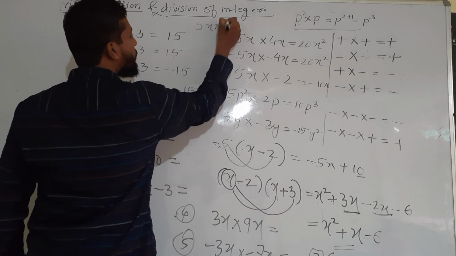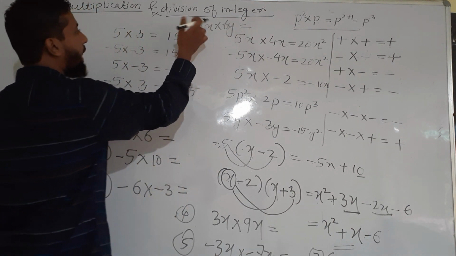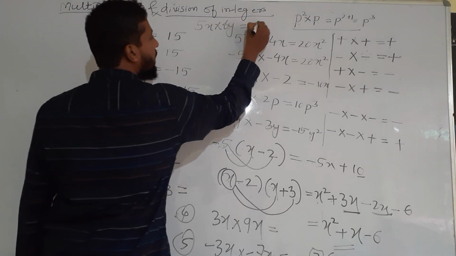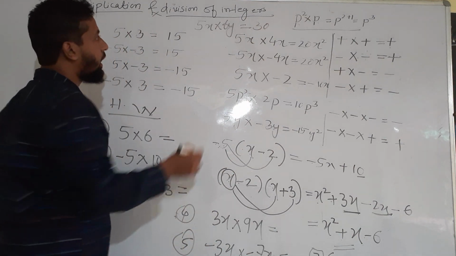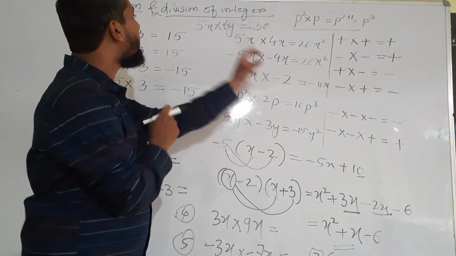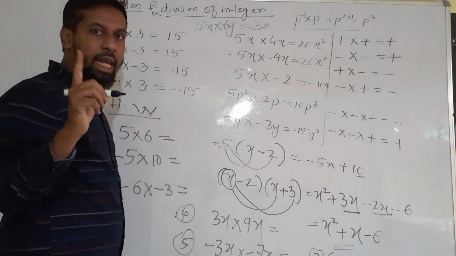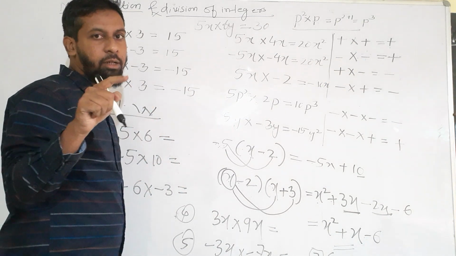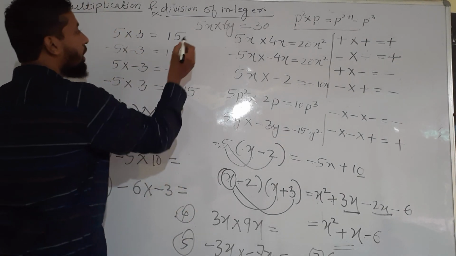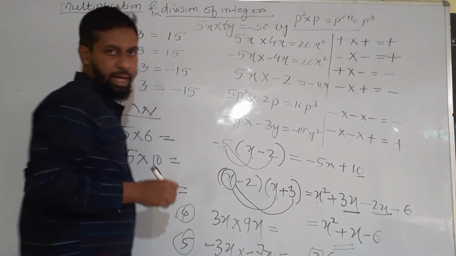One more thing I will show you. 5x into 6y. Suppose it is like this. First multiply the sign. Minus into plus will be plus. 5 sixes are 30. Now x into y. Unlike terms can be multiplied. Keep in mind. In multiplication, unlike terms can be multiplied and like terms can be multiplied. Both can be multiplied. Like terms and unlike terms. Okay? Here x into y will be xy.